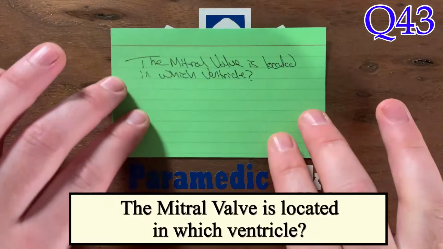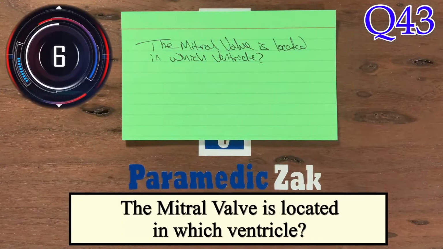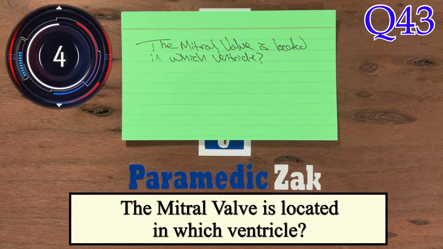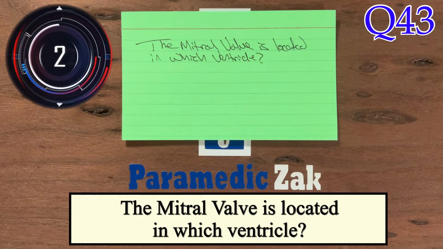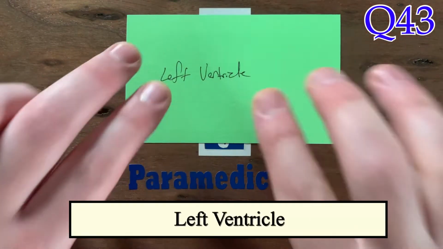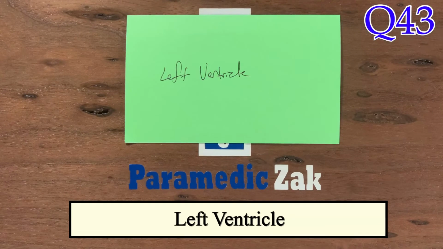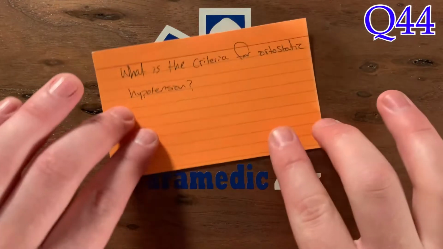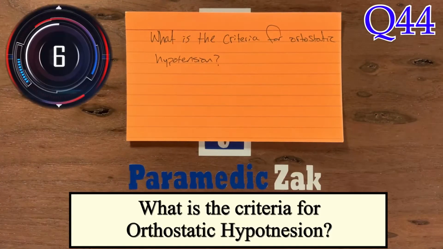The mitral valve is located in which ventricle? So if you didn't know the answer to this one, you have a 50-50 chance, but the mitral valve is going to be located in the left ventricle of the heart. Question 44. What is the criteria for orthostatic hypotension?